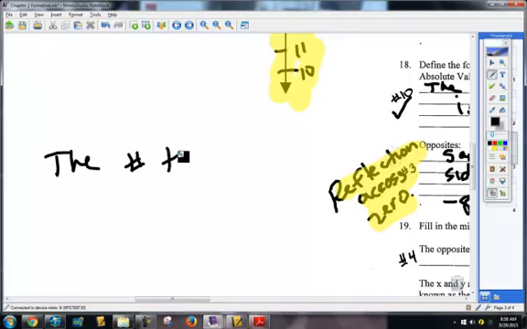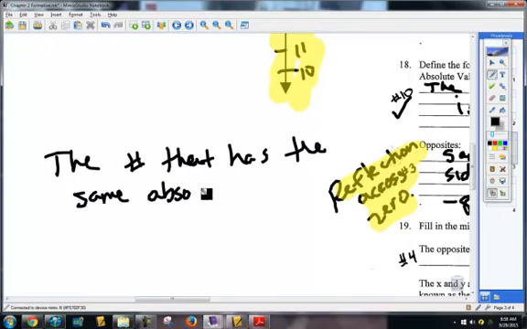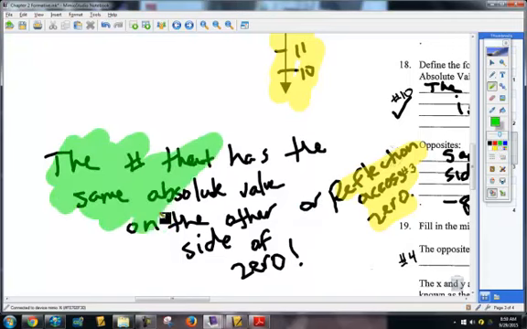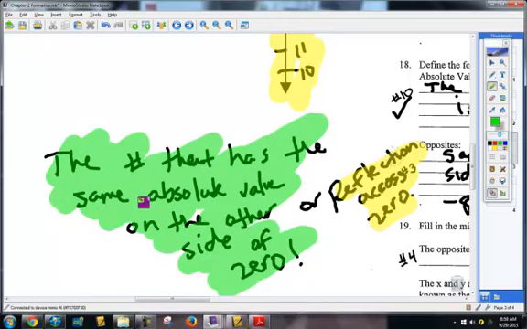The number, everybody write this, that has the same absolute value on the other side of 0. That is perfect. Either one of those. I would say that's what, because you know it's going to be on the test, so you may as well get it down so you can learn it. I just told you it was on the test, so nobody should be missing it. Everybody got that? Good. But I'll accept a lot of answers on that.